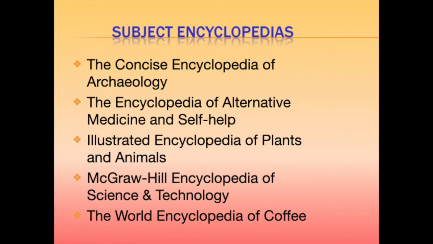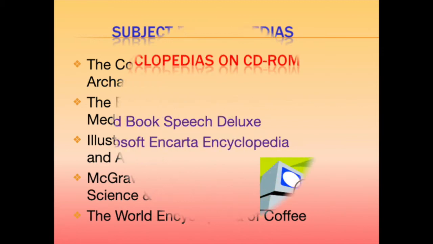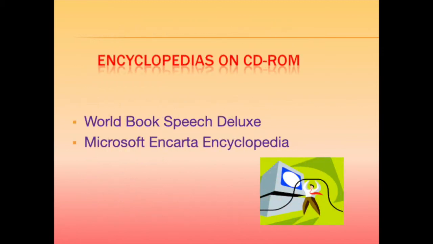Some subject encyclopedias: the Concise Encyclopedia of Archaeology, the Encyclopedia of Alternative Medicine and Self-Help, Illustrated Encyclopedia of Plants and Animals, McGraw-Hill Encyclopedia of Science and Technology, the World Encyclopedia of Coffee. Encyclopedias on CD-ROM: World Book Speech Deluxe, Microsoft Encarta Encyclopedia.